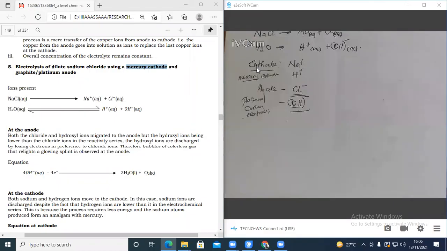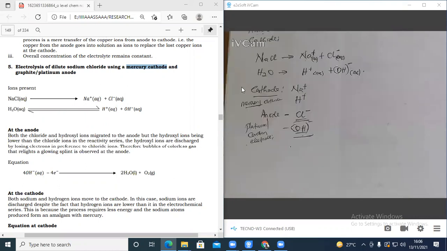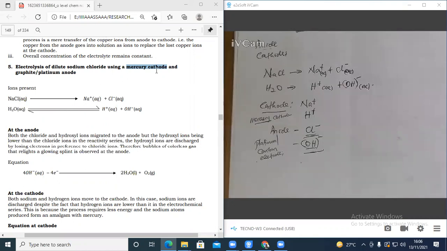Let's continue. So we expect to see only changes at the cathode because they have used a wrong electrode here. Instead of using our common ones, like carbon and maybe platinum, they have taken the graphite or platinum anode at the anode, and then they have put mercury at the cathode.